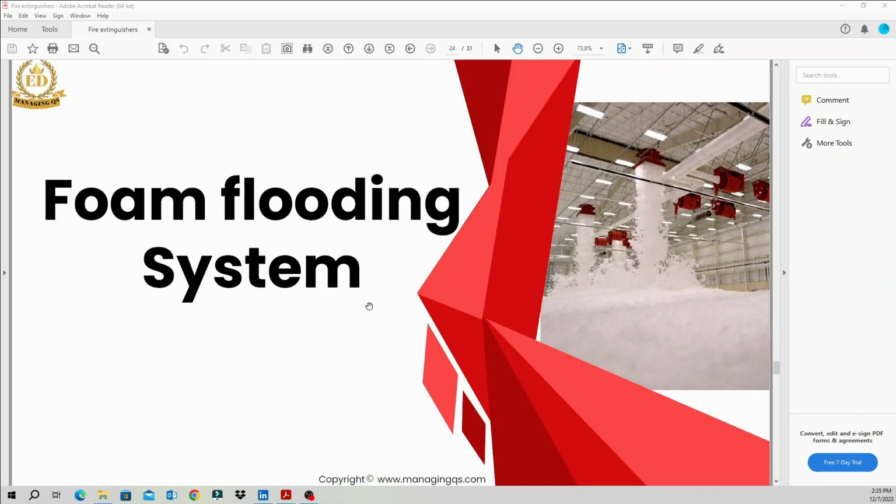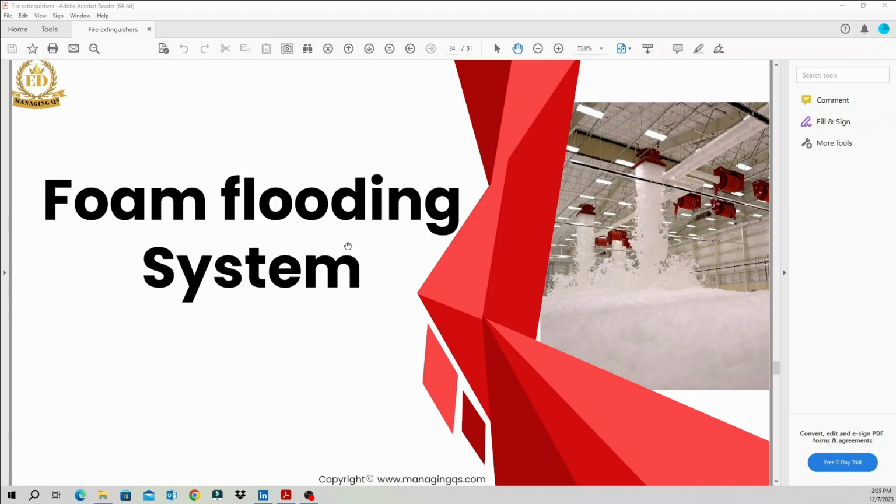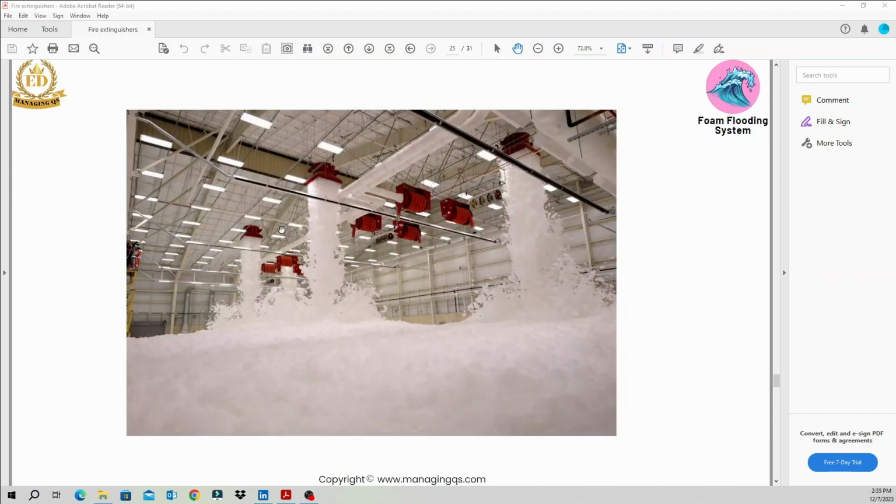The next one we are going to discuss is the foam flooding system, the fifth one. You can see the appearance. What does a foam flooding system mean? You can see the foam coming from this type of duct or something related. You can see the foam coming to fill the ground area, right?